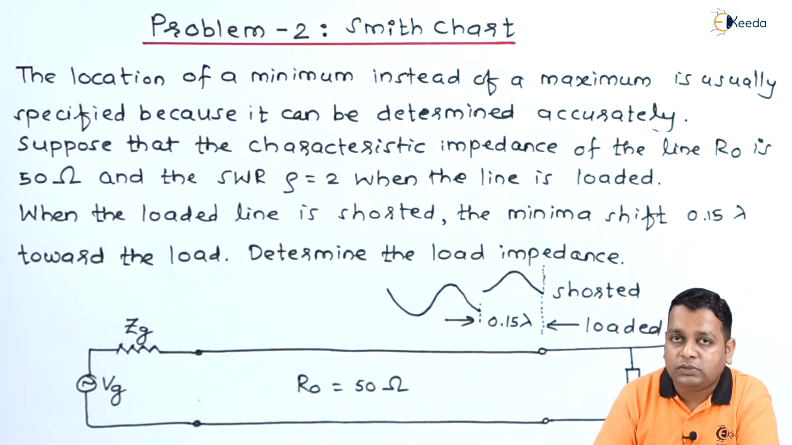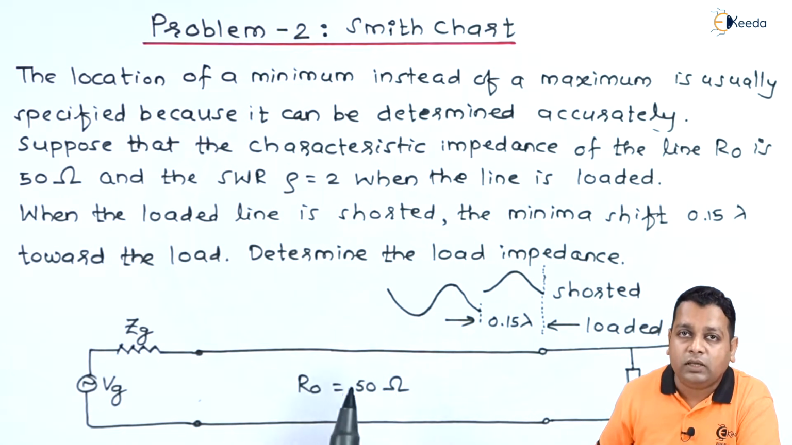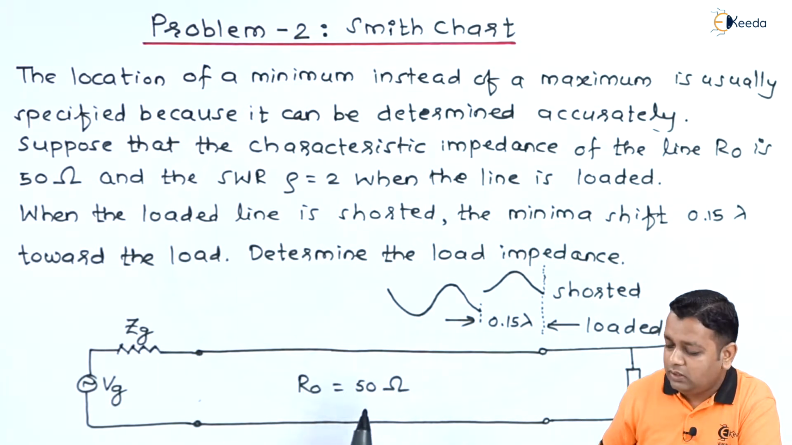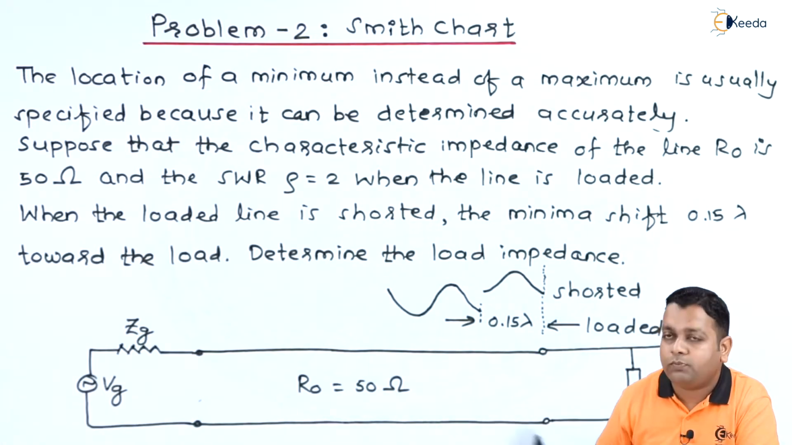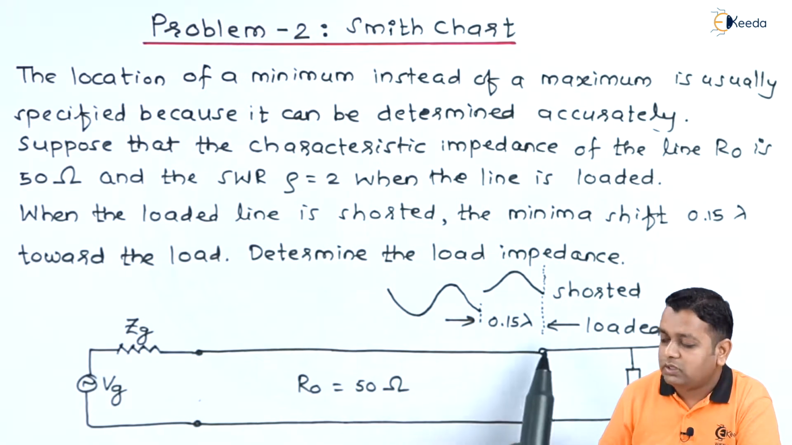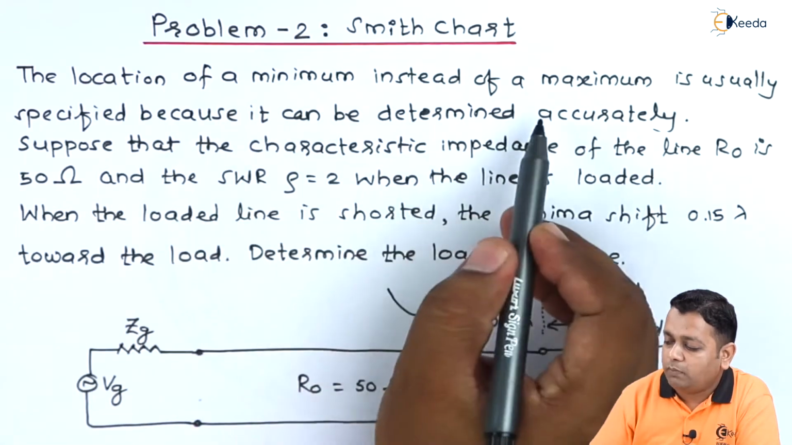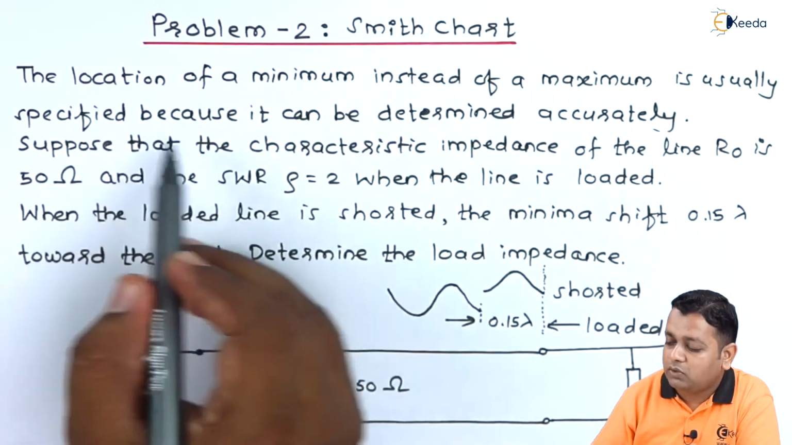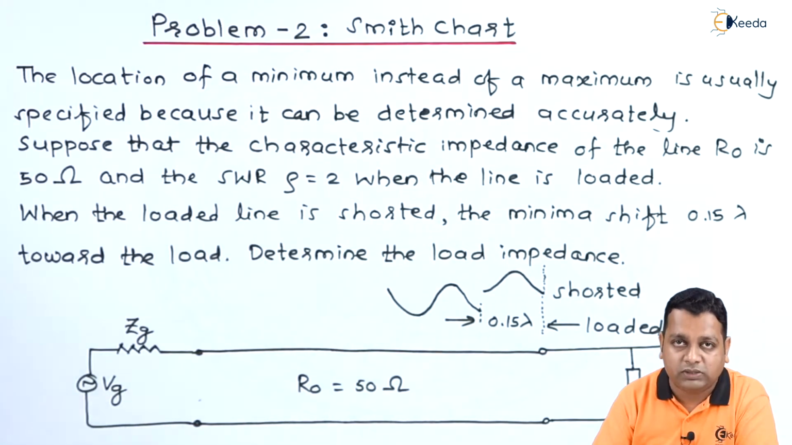Along with the problem statement, we are also provided a schematic that shows the microwave transmission line between the source portion, that is the generator, and the load portion, and the shift when we short the transmission line by 0.15 lambda is also shown here. Now, as the statement says, the location of minimum instead of maximum is usually specified because it can be determined accurately, we go to the Smith chart here.